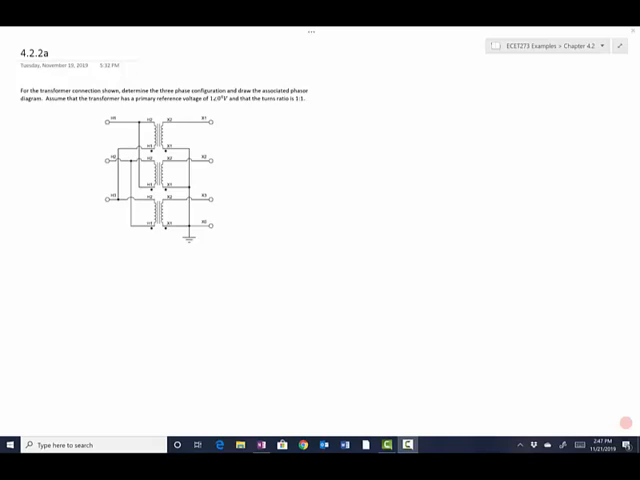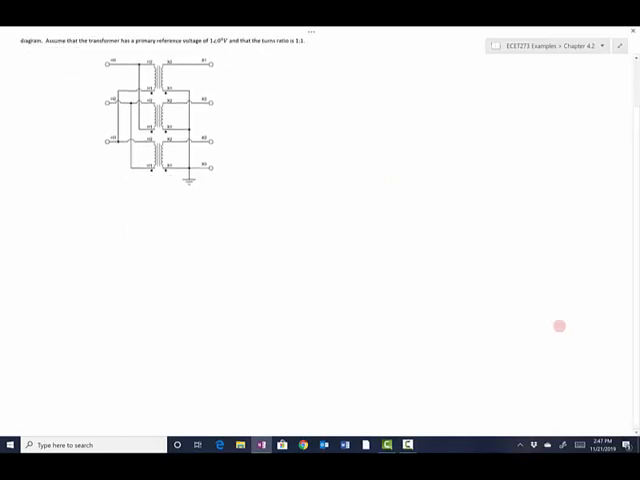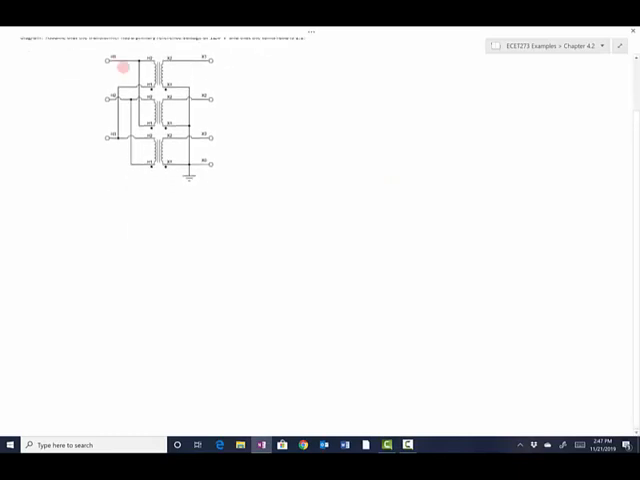So let's go ahead and dig into it then to solve this one. So here we've got the transformer, and you can see that it's a three-phase transformer. We can tell that it consists of three individual transformers here, one on the top, one in the middle, and then one on the bottom.